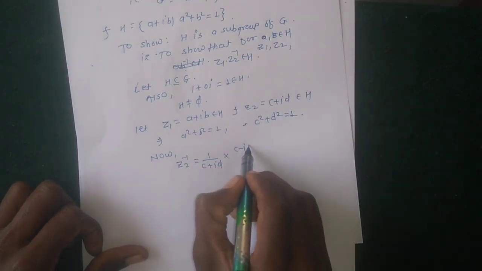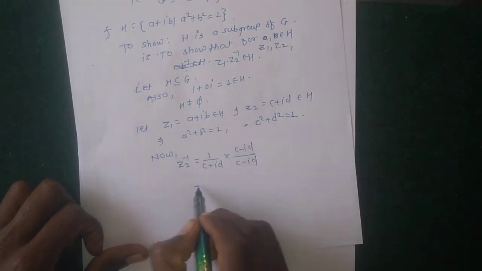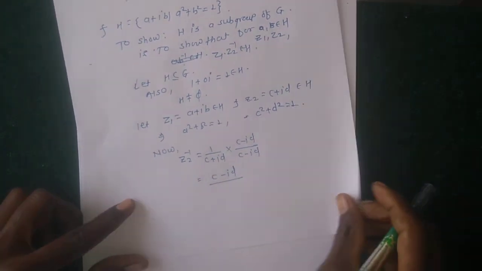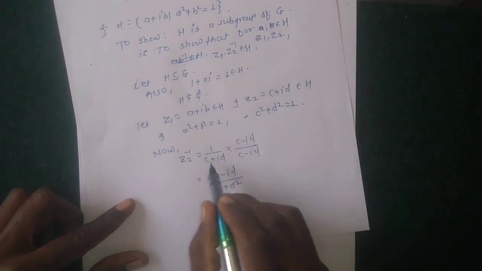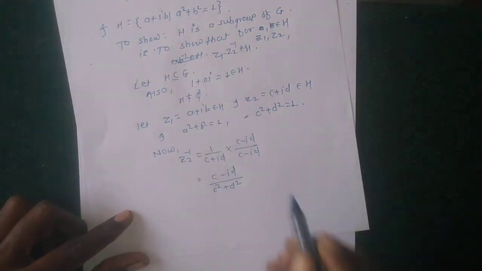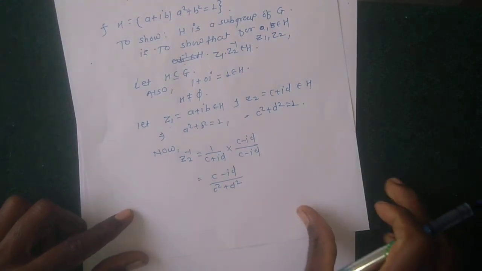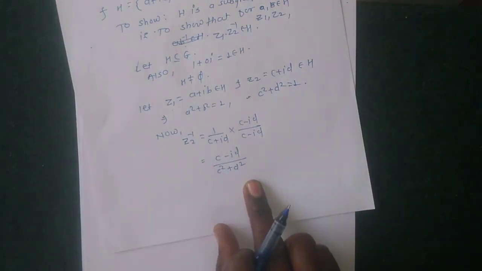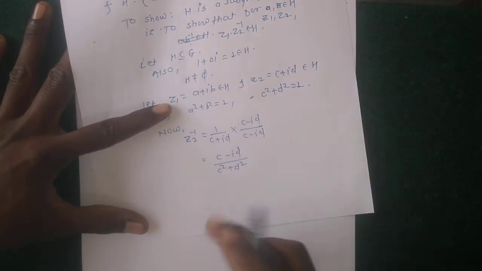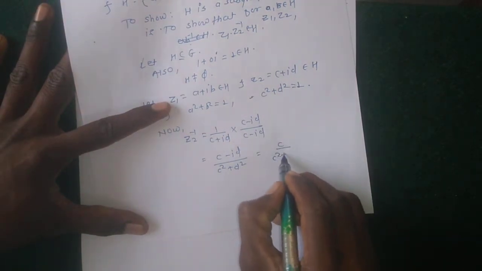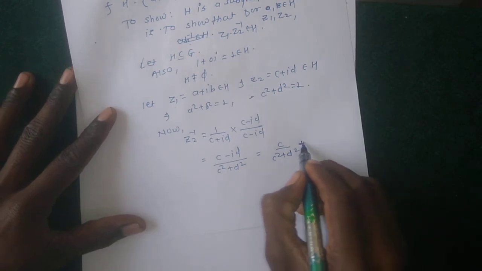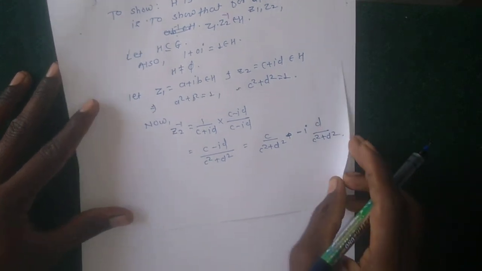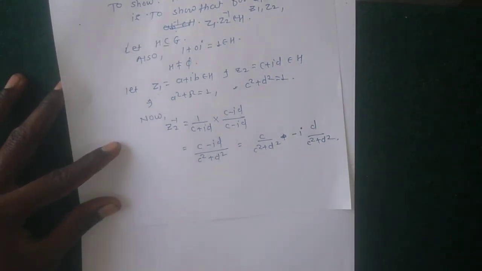That means c minus id divided by c minus id, and we get the value c minus id divided by c square plus d square, because c plus id into c minus id must be c square plus d square. This is also written as c divided by c square plus d square minus i d divided by c square plus d square. Here we are only separating the division for this value.